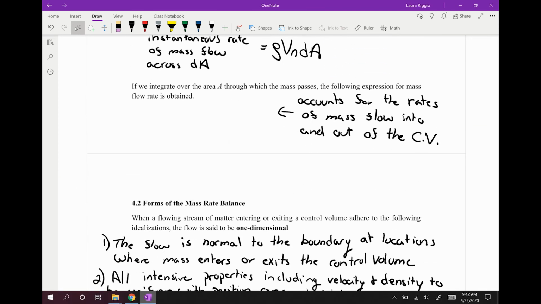over an area A through which the mass passes, we get the following expression for mass flow rate: our mass flow rate is equal to the area integral of our normal velocity times our density times our differential area.